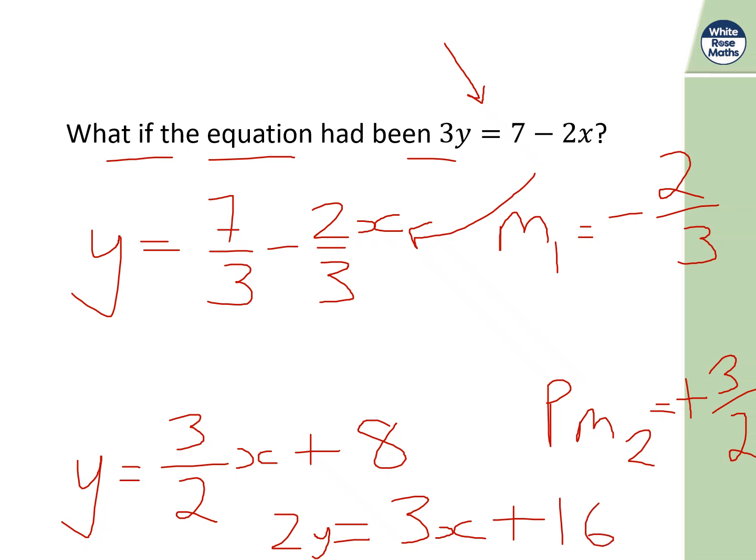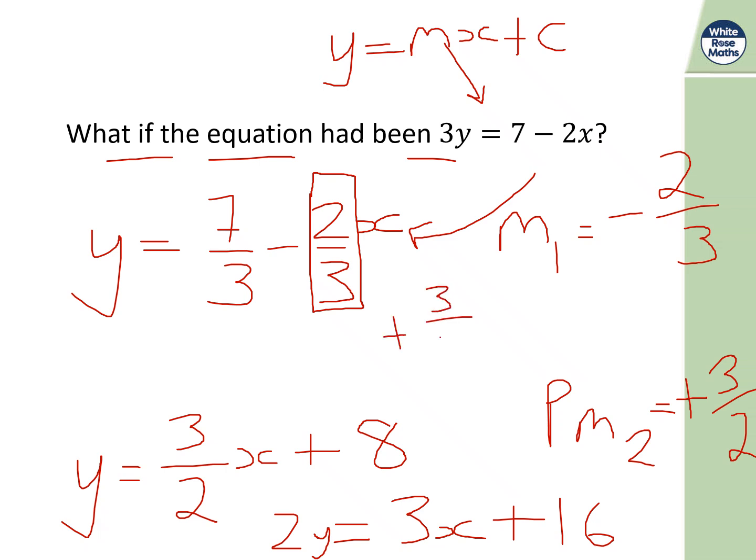But remember that you have to rearrange it to make it in the form y is equal to mx plus c first, so you can read out the coefficient of x. In this case, the number in front of the x is minus 2/3, or minus 2 over 3. The negative reciprocal of that is a positive 3 over 2, or positive 3/2.